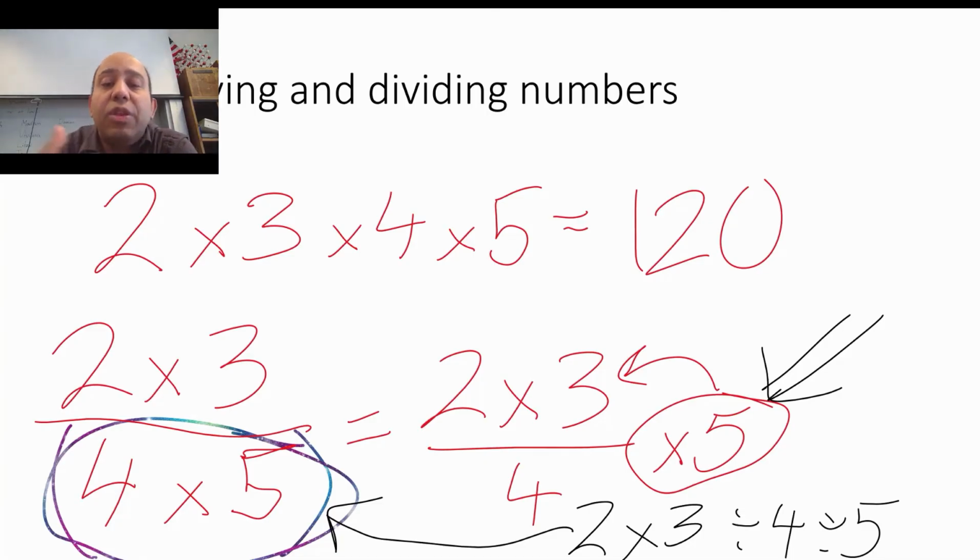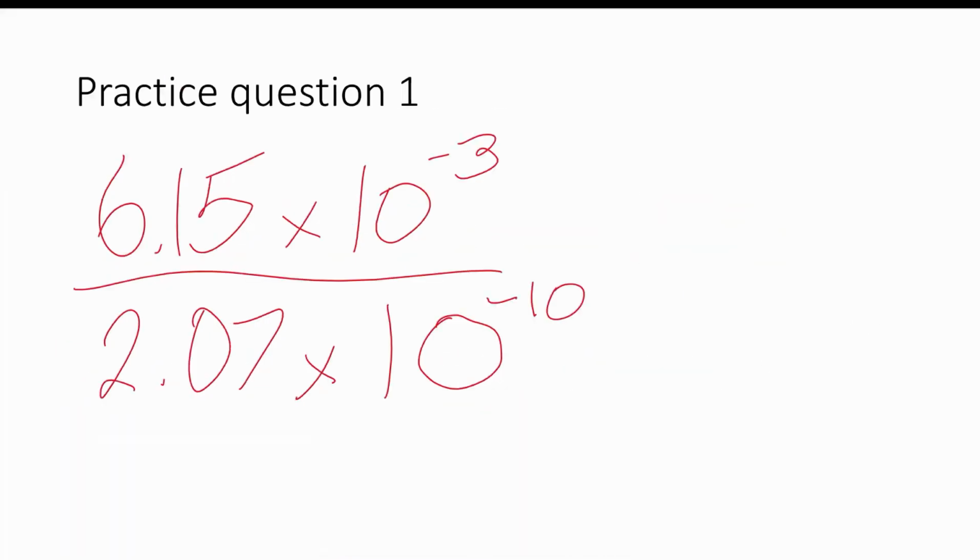So you can use parentheses, but there's a better way to do this. I'm going to show you in 2 examples. So here is the first question to practice.